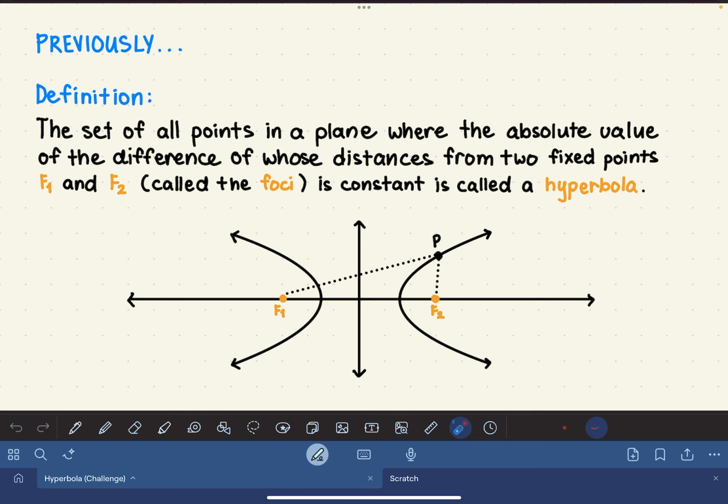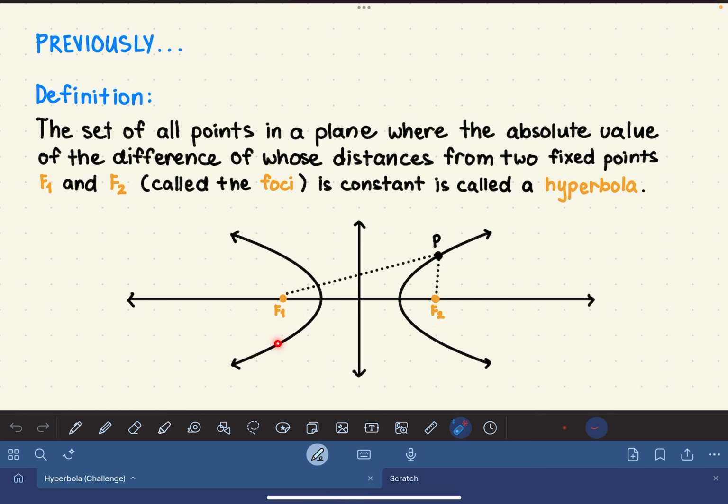Hi there. In this video, we'll be doing hyperbola again, but this time we'll be trying out more challenging examples than before. Before that, we first recall that previously we learned the definition of a hyperbola. A hyperbola is the set of all points in a plane where the absolute value of the difference of whose distances from two fixed points F1 and F2, which we call the foci, is constant.